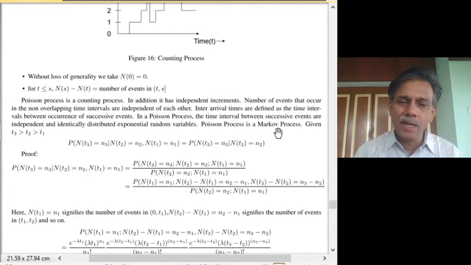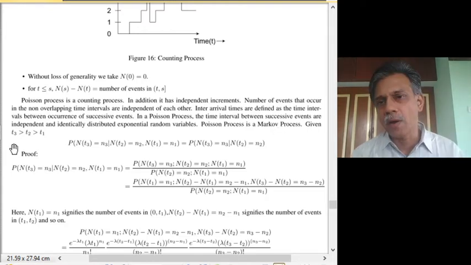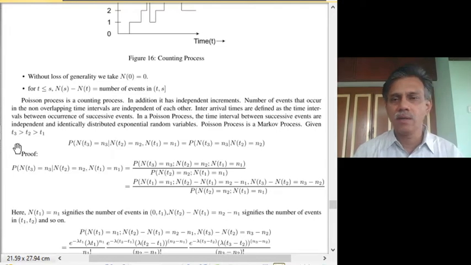We will make this statement a little bit more mathematical. Given 3 time points t3, t2, t1, such that t3 is greater than t2, which in turn is greater than t1, the Markovian property of a Markov stochastic process demands that probability that n of t3 equal to n3, given that n of t2 equal to n2 and n of t1 equal to n1, is simply probability that n of t3 equal to n3 given n of t2 equal to n2.